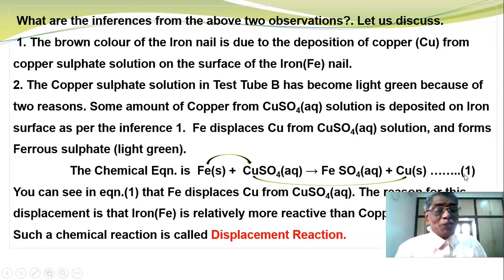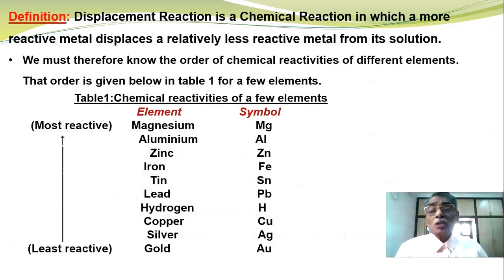You can see in equation 1 that Fe displaces Cu from CuSO4 aqueous. What is the reason? Why? The reason for this is that iron is relatively more reactive than copper. Therefore, iron displaces copper from copper sulfate solution. Such a chemical reaction is called displacement reaction. Let us define.